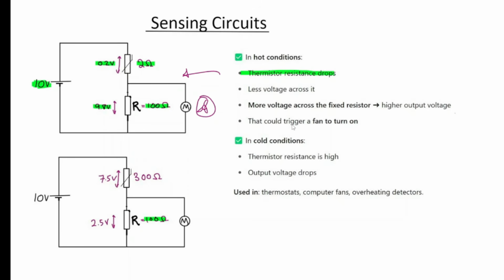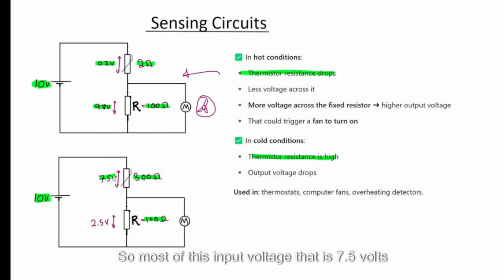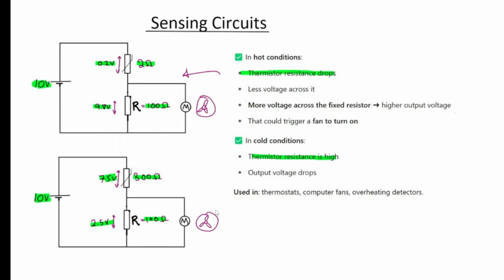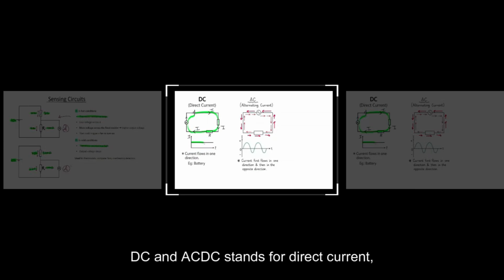When it is cold, the thermistor's resistance is high. Now let's say the resistance of the thermistor now becomes 300 ohms. You can see the ratio is 1 to 3. So most of this input voltage, that is 7.5 volts, is now across the 300 ohms. So what will happen? The fixed resistor has a smaller potential difference, which is only 2.5 volts. So the fan will not work. So either it will not work, or sometimes you can have an arrangement where the fan will work but at a much slower speed.